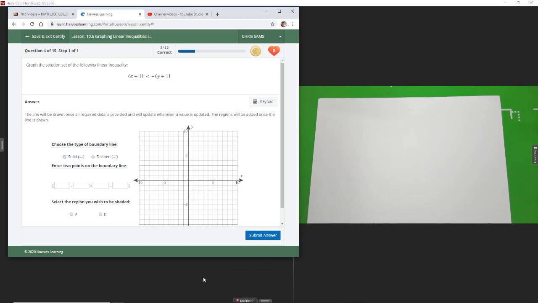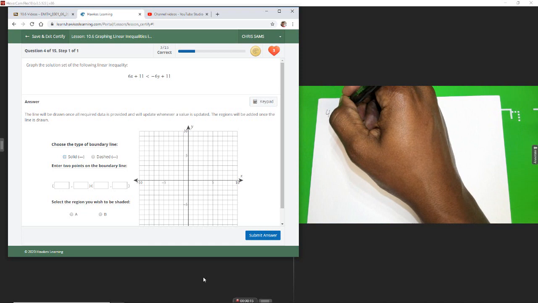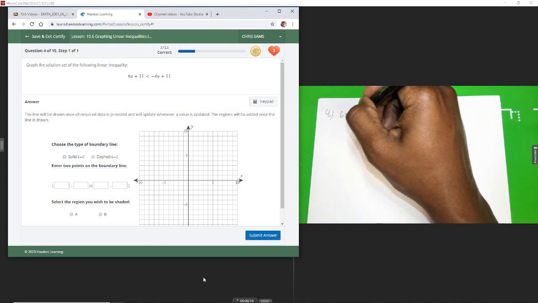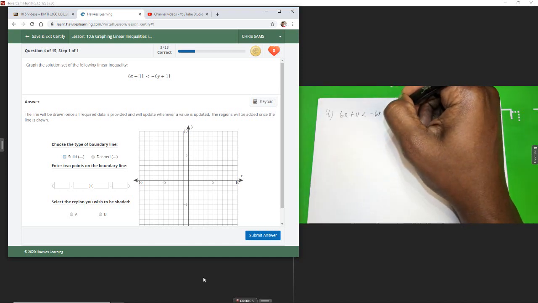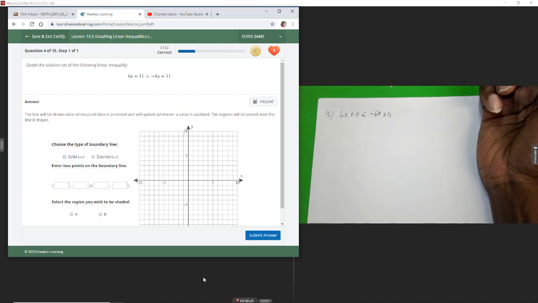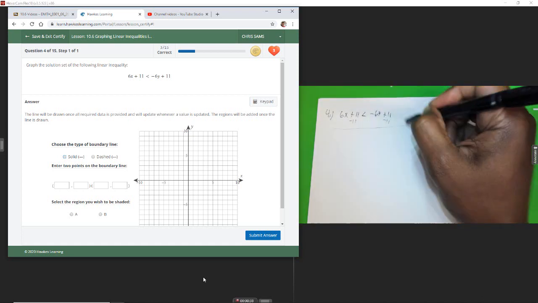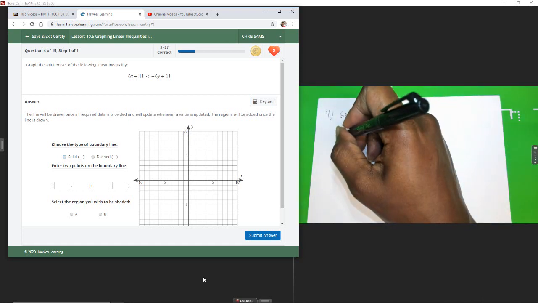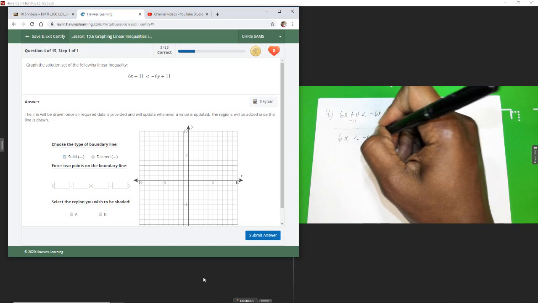All right, number 4, from this point on, I'm going to do slope-intercept form and show you graphically how to solve these. So we're going to be solving these equations for y. So we have 6x plus 11 is less than negative 6y plus 11. I am going to subtract 11 from both sides. So that term is done. That leaves me with 6x less than negative 6y.